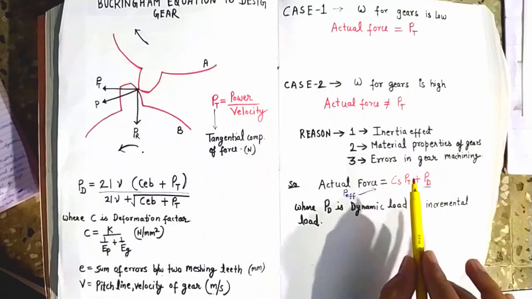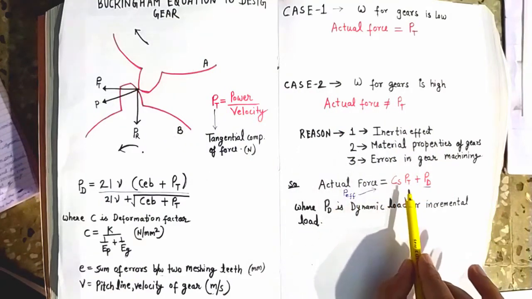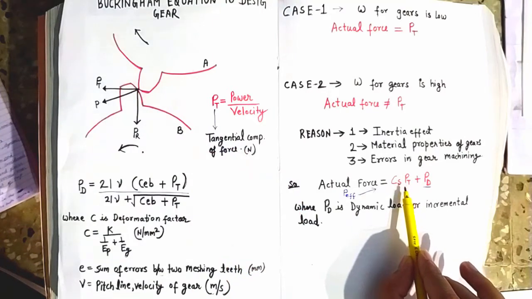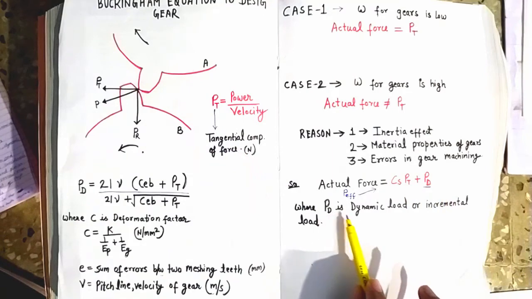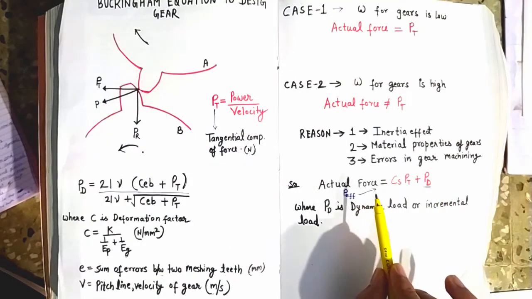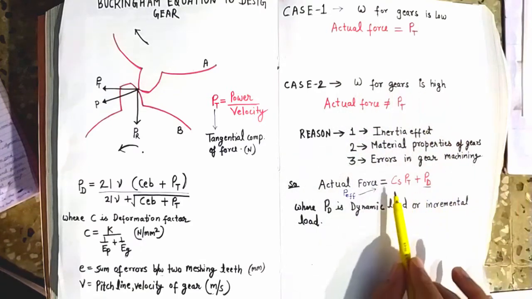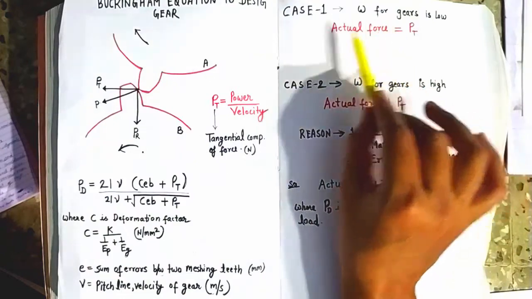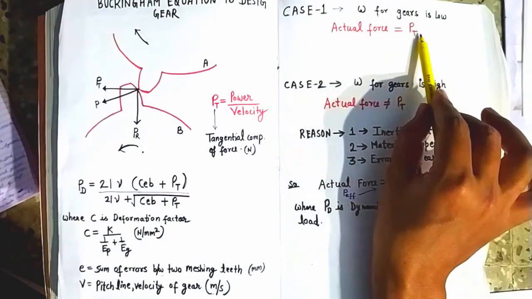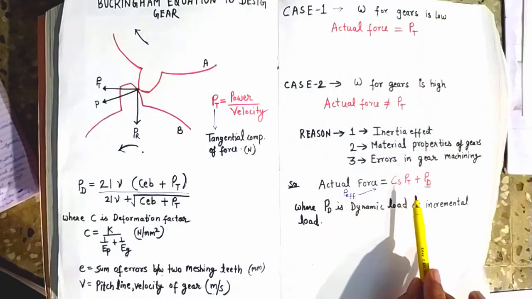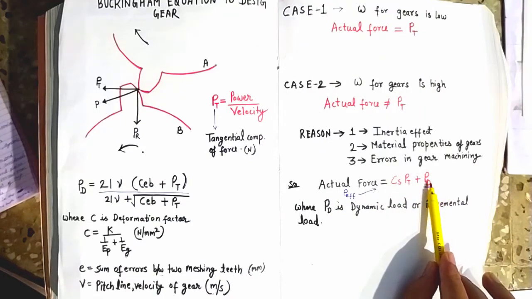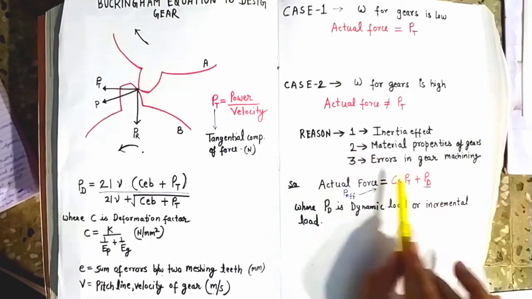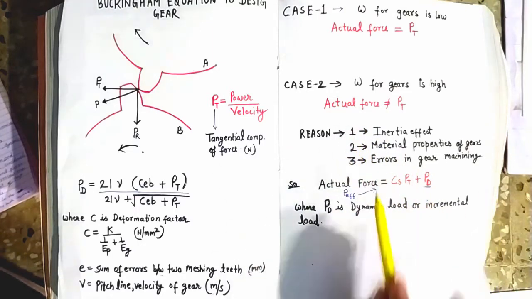Now the actual force at higher speed of rotation, which is responsible for power transmission, is given by CS PT plus PD, where PT is the tangential component of the force, CS is the service factor and PD is the dynamic load or incremental load. So the actual force at higher velocity of rotation of the gear is given by this formula, whereas for lower speed of rotation the actual force was given by PT. Here we have included a term PD that accounts for the dynamic effect of the loading which will arise because of all these three reasons.